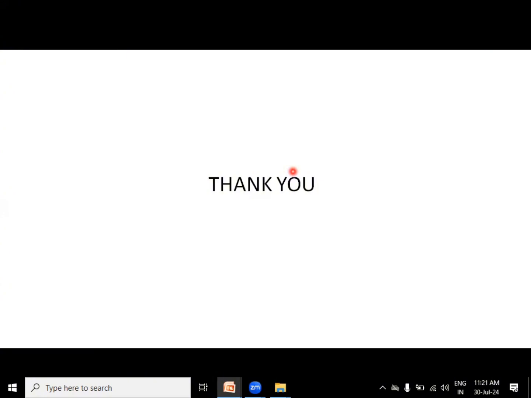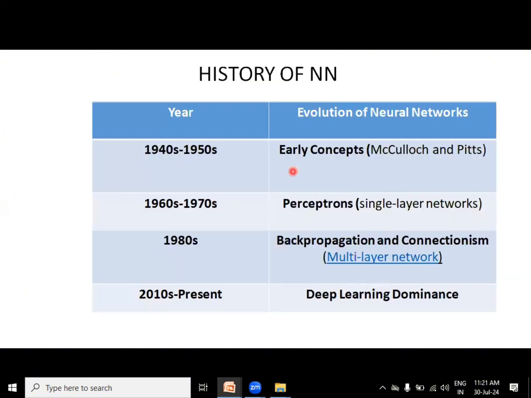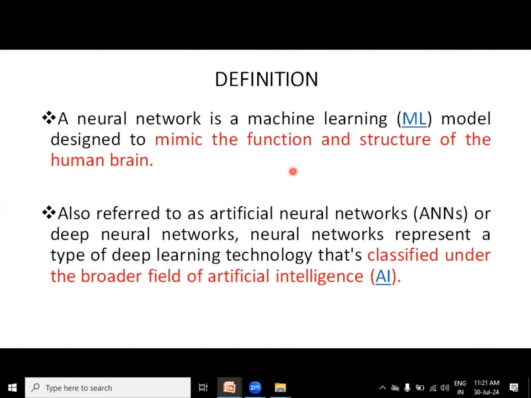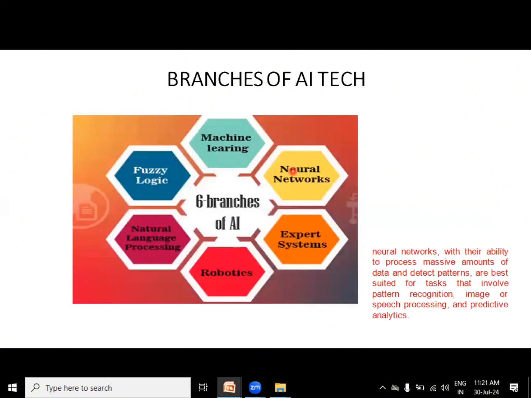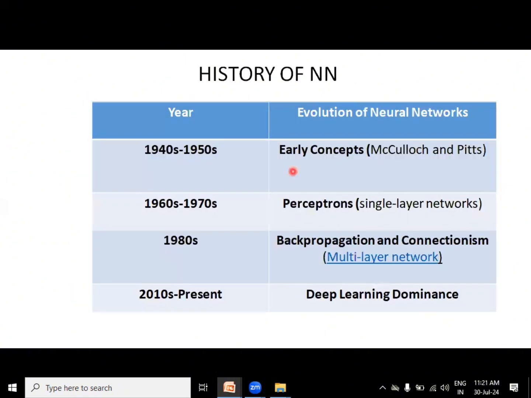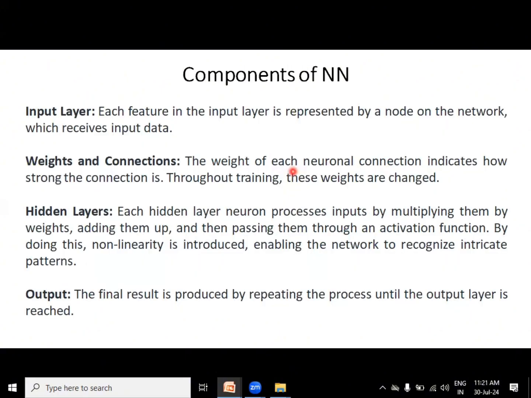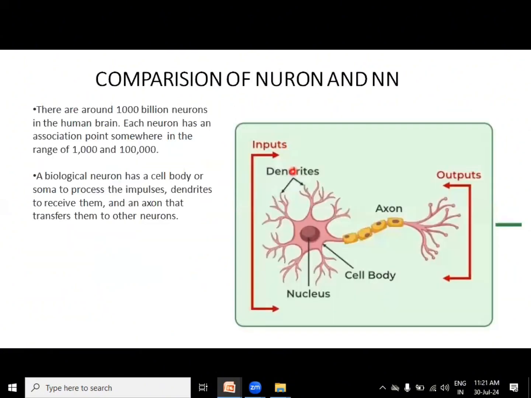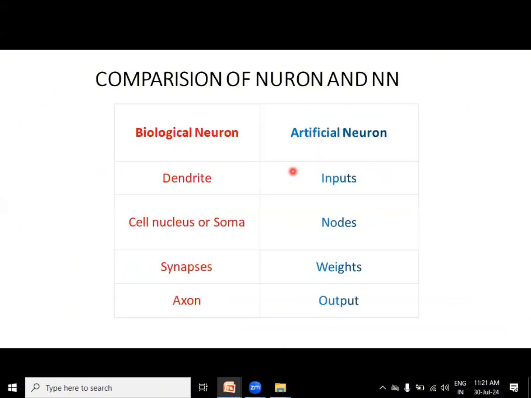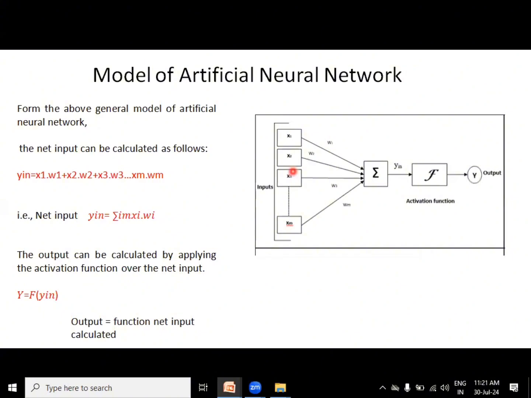The total summarized concept of today's topic is: definition of neural networks, branches of AI technology, history and evolution of neural networks, components of neural networks, comparison of neuron and artificial neuron, and basic architecture of neural networks.